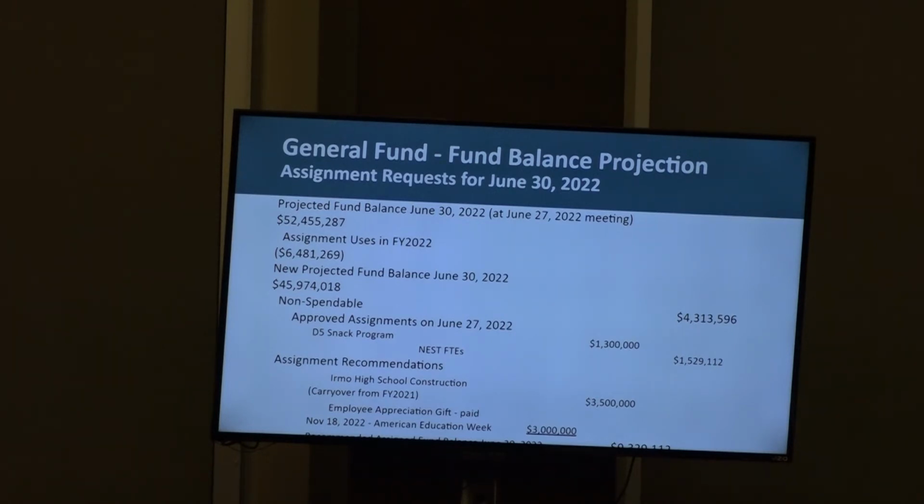So the request tonight, up for discussion, is for another employee appreciation gift to be paid out November 18th, 2022 for American Education Week at $3 million. So this would match the amount that was paid out last year of $1,000 per permanent employee. And this leaves us with an unassigned fund balance of 32.3 million, which is 15.8% of our budgeted expenditures for FY22, which falls within board policy DFAB, that our reserve funds would stay between 15 and 18%.